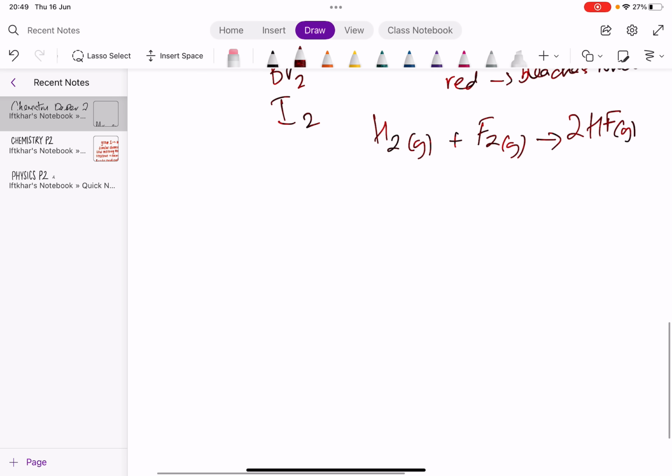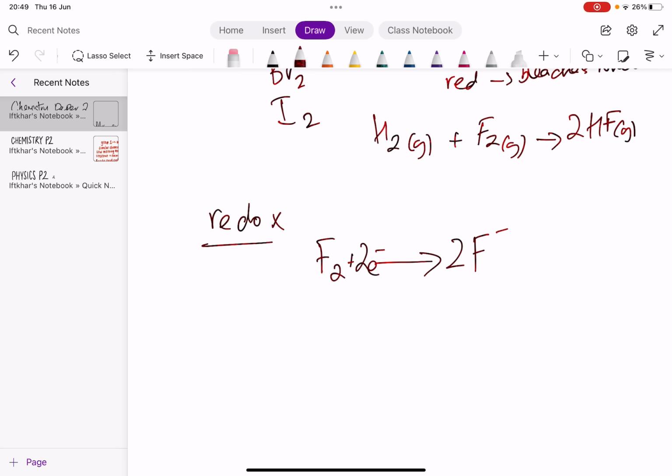Now, in terms of redox reactions, halogens very easily become halide ions, i.e. they gain electrons. The reason why fluorine gains electrons more easily than, say, chlorine is because fluorine is smaller than chlorine, so it can gain electrons much more easily. Okay, those basically are some of the reactions of halogens.